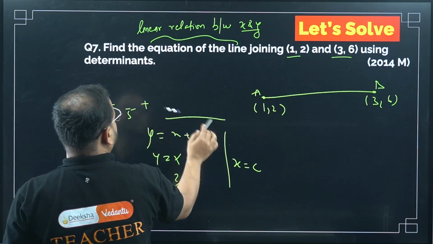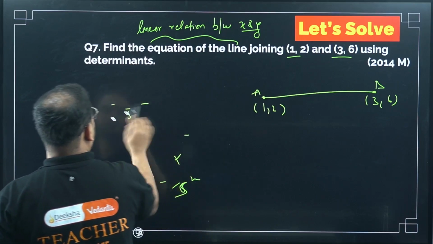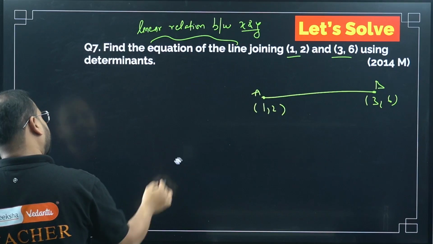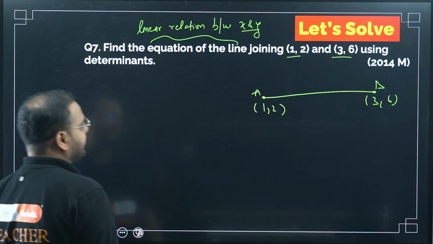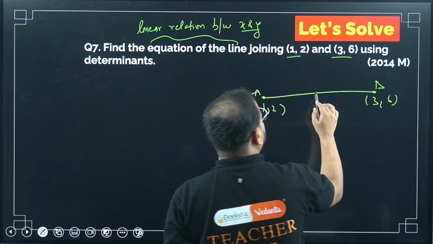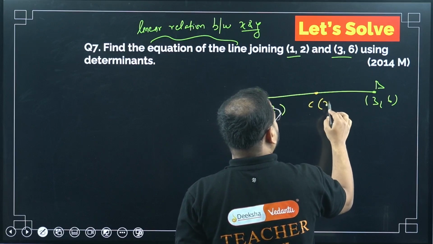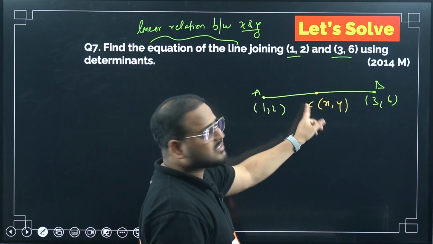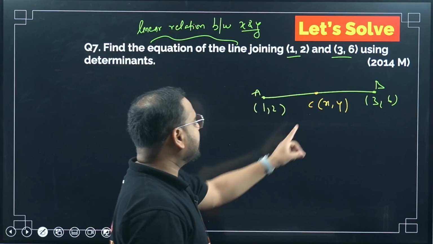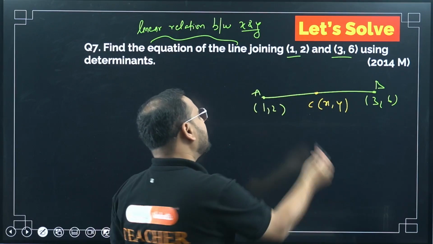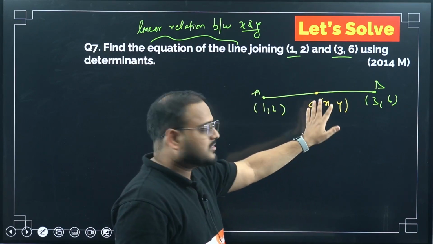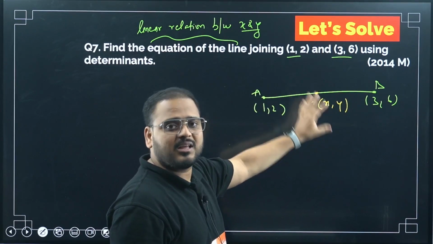Okay, let's see. No problem. Now moving on, sir. So basically, if I assume a point C (x, y) somewhere over here on this line only, and then I somehow try to find a relation for these three points, I'll get a relation in x and y. Then that will be the equation.